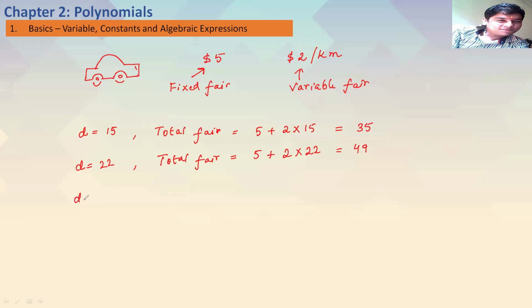Okay, one last thing. If you travel for a distance of let's say 13 kilometers, what will be the total fare? 5 plus 2 into 13. And that's going to be 31. Yeah, 31.